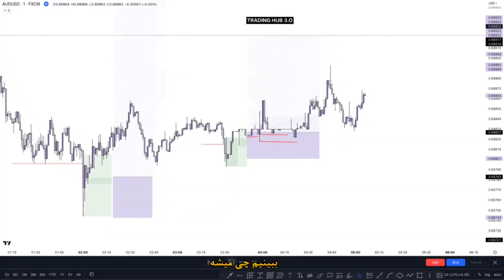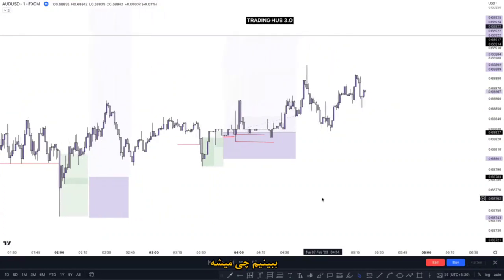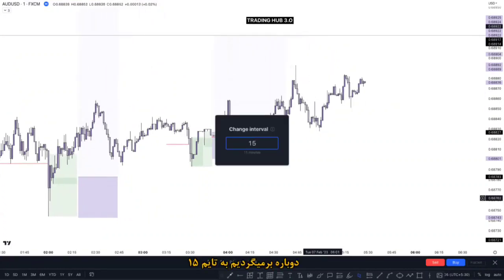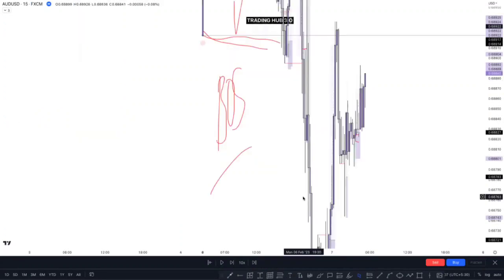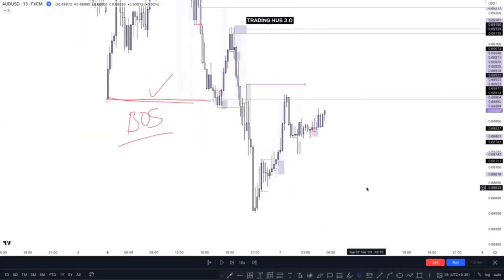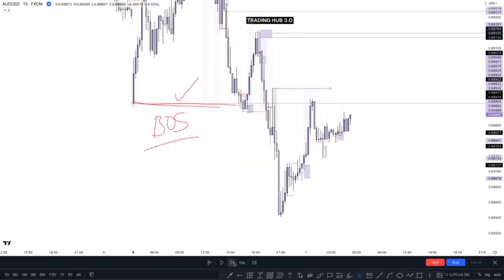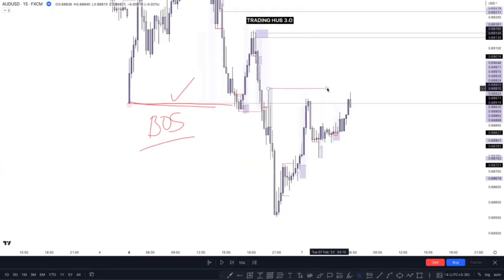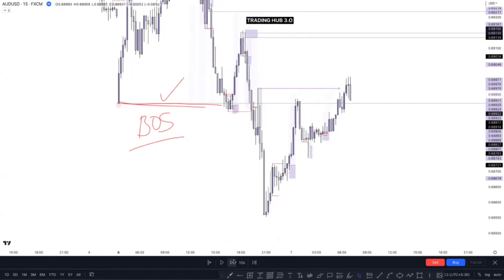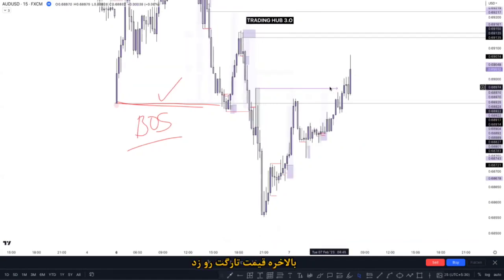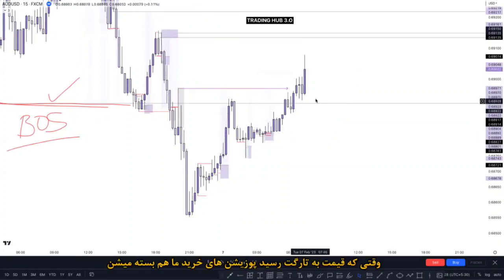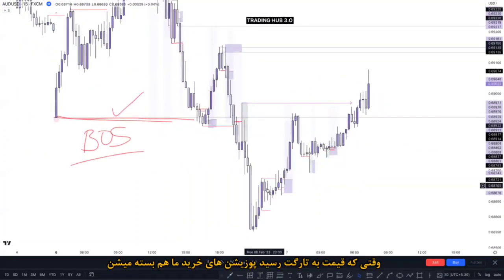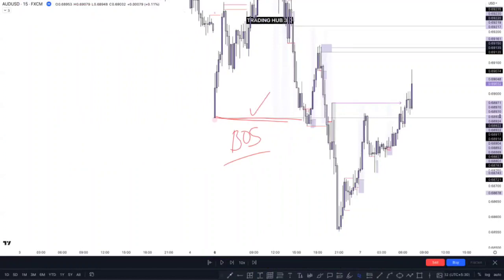Okay, so let's see what is happening here. Switch again to the 15-minute time frame. Okay. All right. This is our target point, right here. Finally, the market hit our target point here. So once the market hit our target, these buys close here, right?